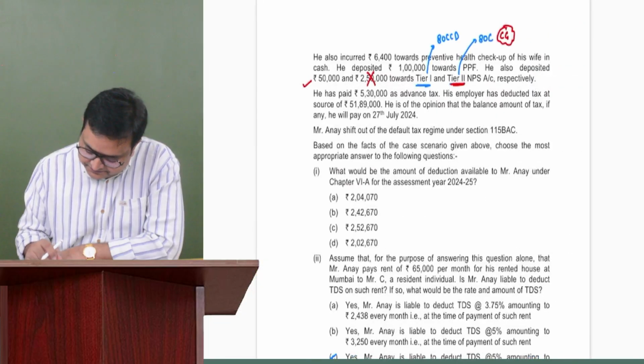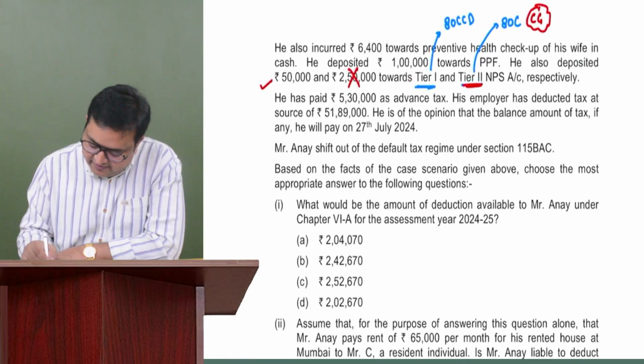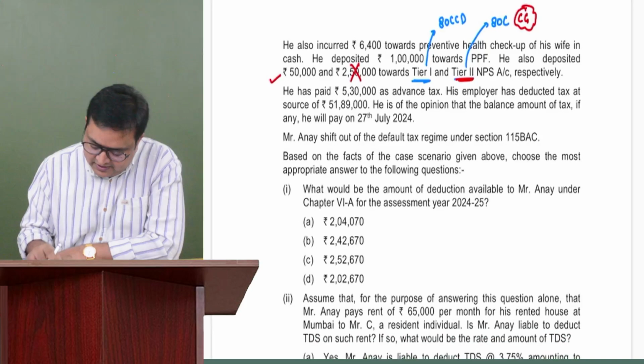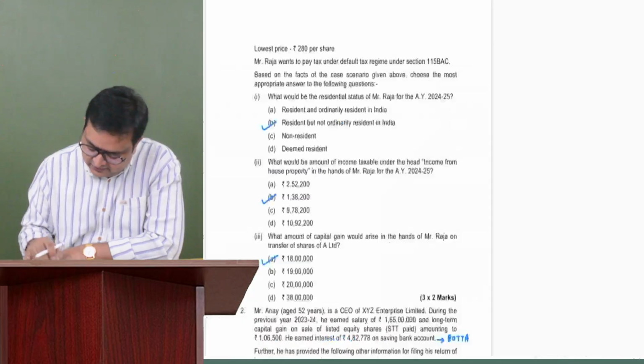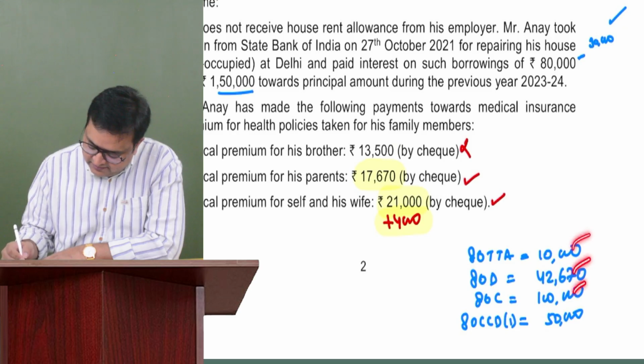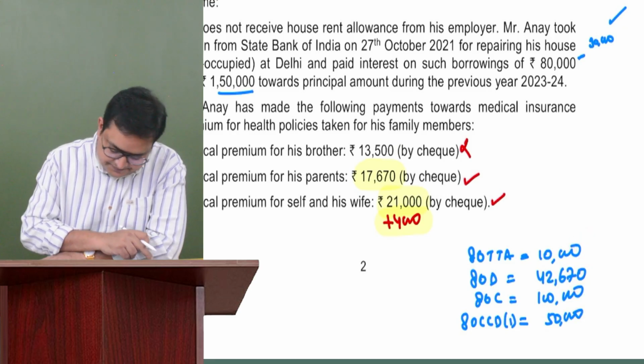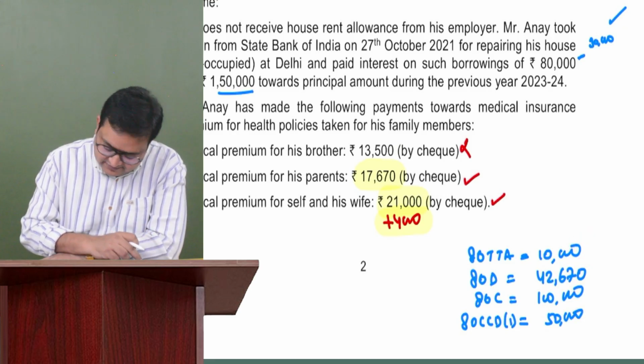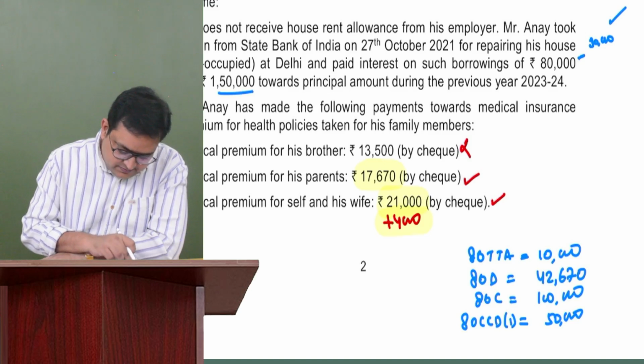That's it. Okay. He paid advance tax, that we would be requiring over there for tax. Okay. So we can get this answer. So first just add it up. How much is it? 1 lakh 50,000 is 150, 160, plus 42,670.